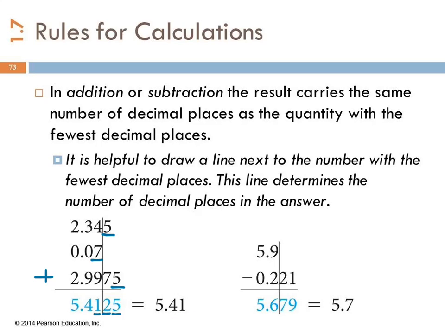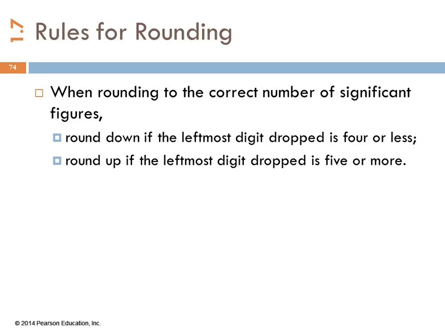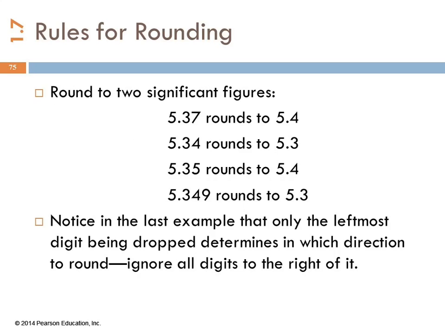The other way to think about it is, here, this one has 1 decimal place. This has 3 decimal places. So 1 decimal place is how many decimal places I want in the answer. So the 7 would round this up to 5.7. So we go with if the digit you're dropping is 4 or less, you round down. 5 or more, you round up. We're not going to do the odd even thing with the next one.